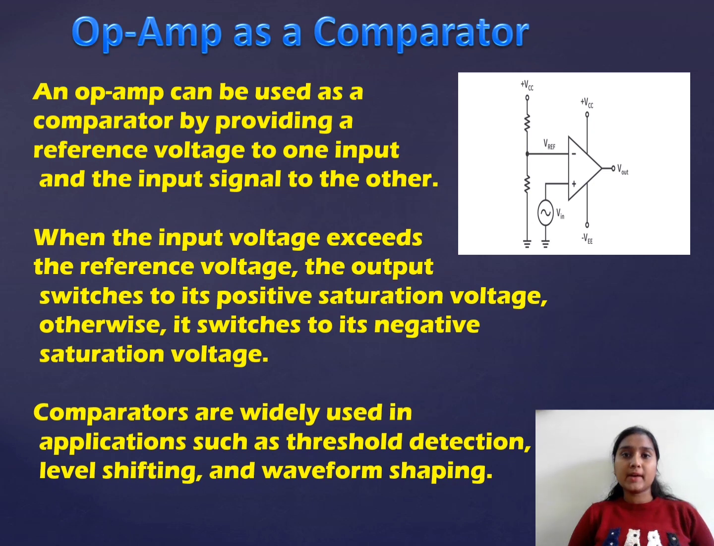Op-amp as a comparator. An op-amp can be used as a comparator by providing a reference voltage to one input and the input signal to the other. When the input voltage exceeds the reference voltage, the output switches to its positive saturation voltage. Otherwise, it switches to its negative saturation voltage. Comparators are widely used in applications such as threshold detection, level shifting, and waveform shaping.